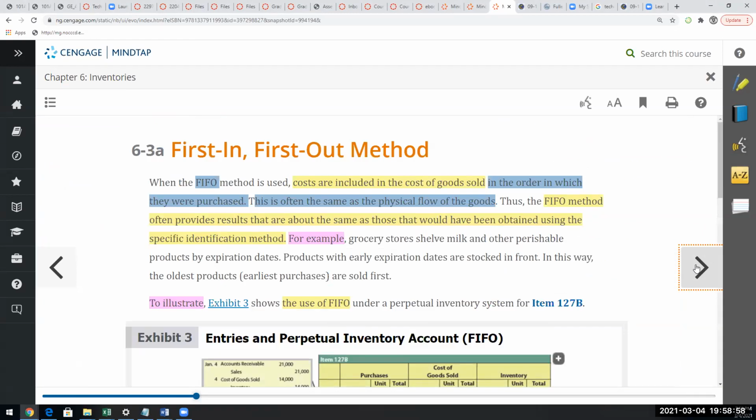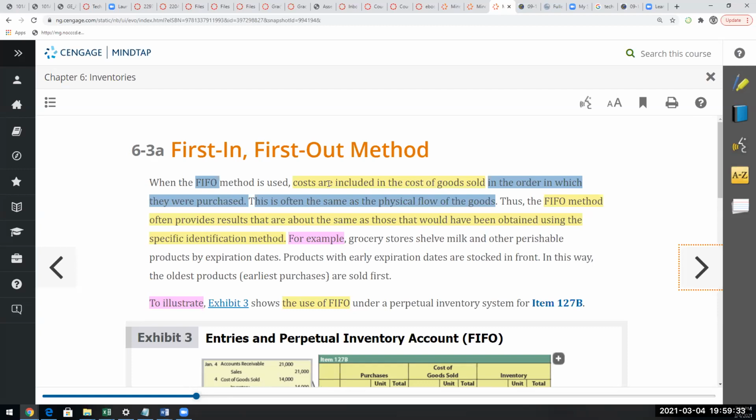So we're going to focus on first in, first out now. That means first in, we're going to assume that they had sold the old stuff first. So it's gone. What's left is the newest stuff on our balance sheet, our inventory. So when we use FIFO, the costs are included in the cost of goods sold in the order in which they were purchased. In other words, when we sell something, we grab the old stuff first, and then we get all the old stuff, and then we go to the next stuff that was purchased, and we use all that up. So we go in order. That's what it says, the order in which they were purchased.